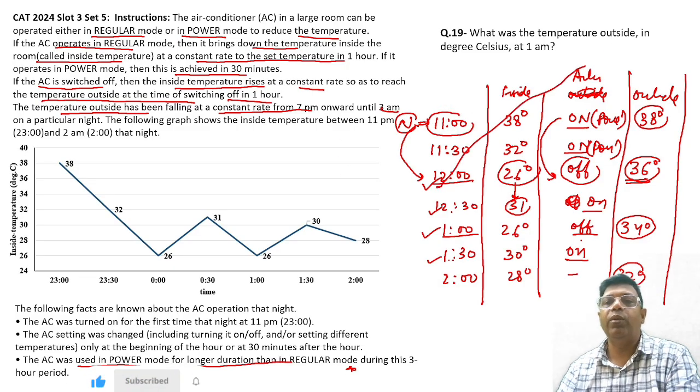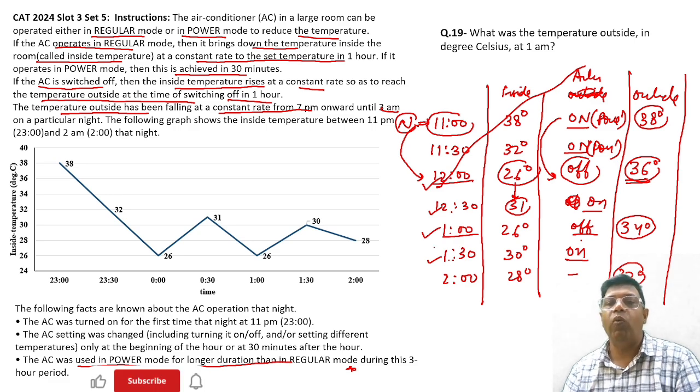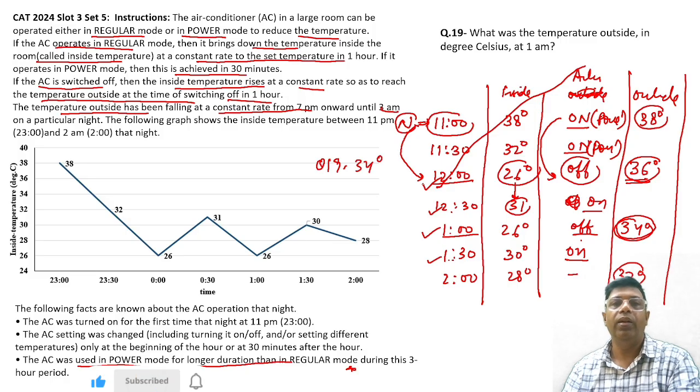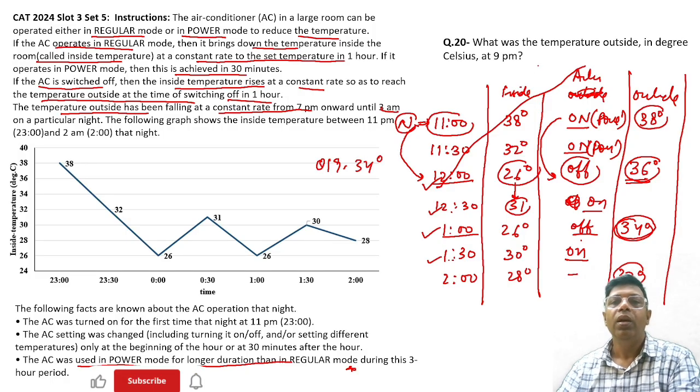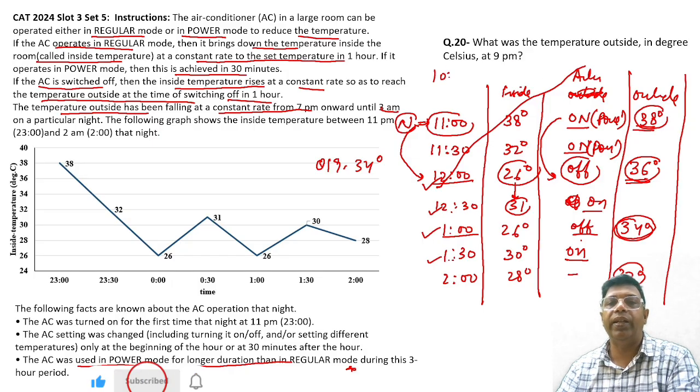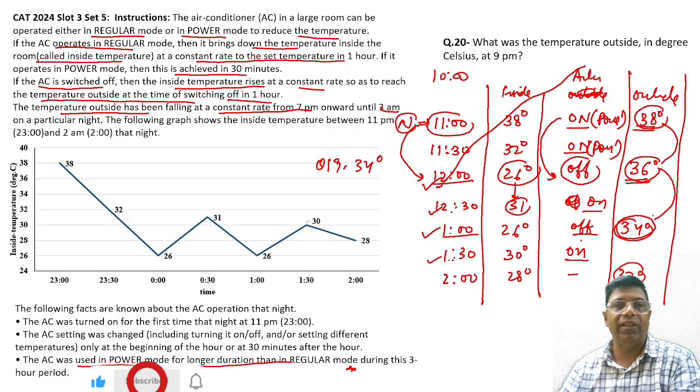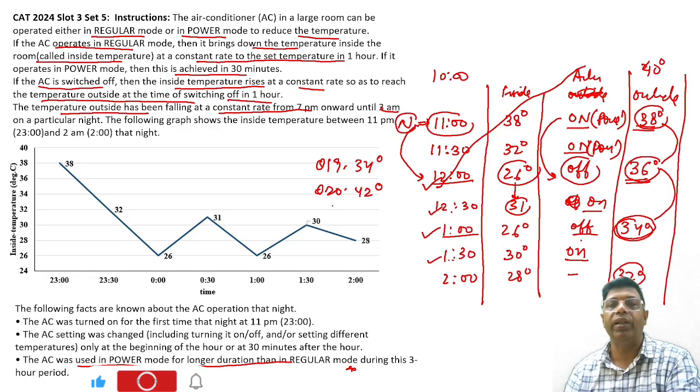What was the temperature outside in degrees Celsius at 1 a.m.? At 1 a.m. you can clearly say 34 degrees was the temperature. So for question 19, the answer has to be 34 degrees. Let's look at the next one. What was the temperature outside at 9 p.m.? At 11, the temperature was 38 degrees. At every hour the temperature is decreasing by 2 degrees Celsius. So at 10 it would be 40, and at 9 it would be 42 degrees. So for question 20, the answer has to be 42 degrees.